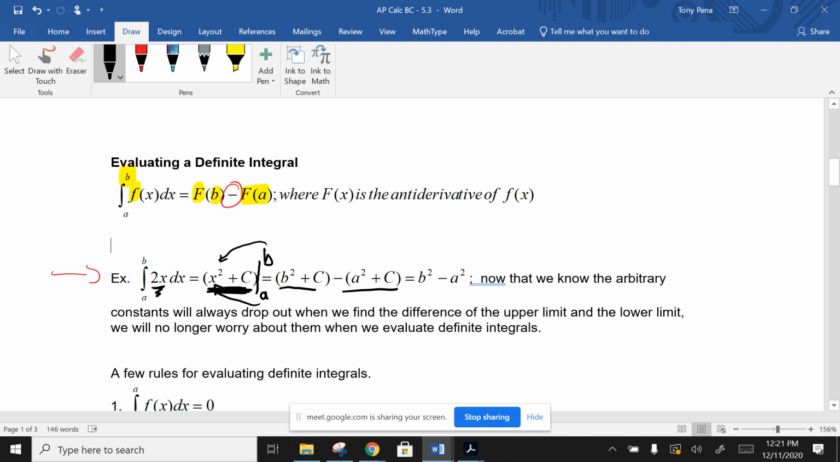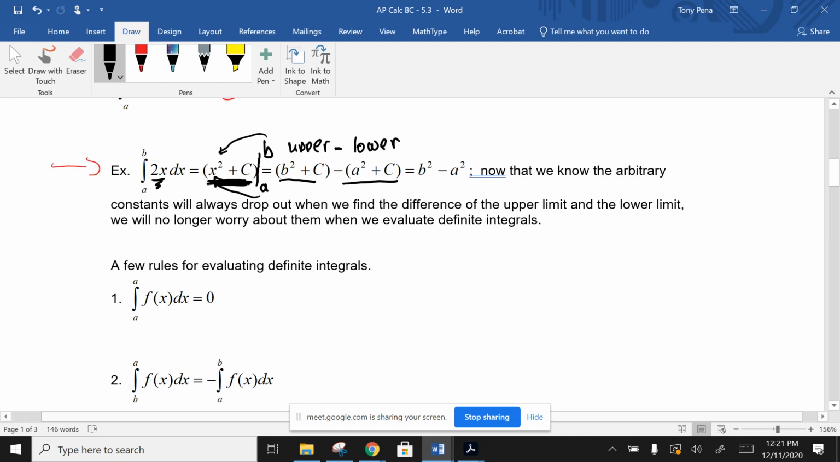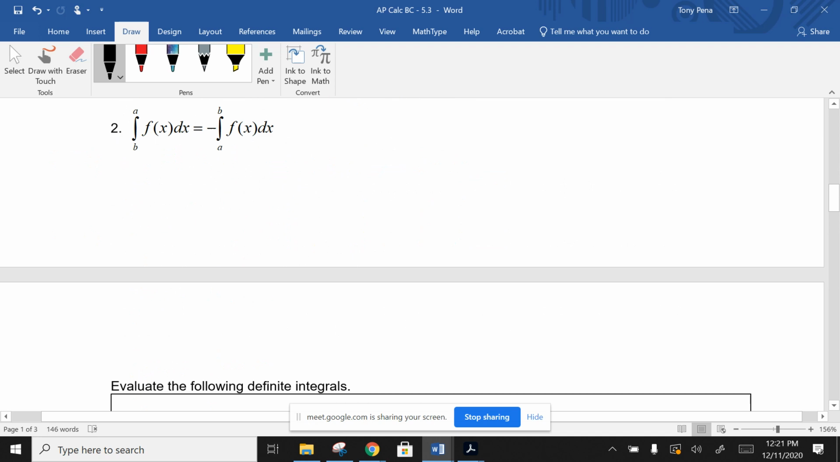Yeah, and since you're always going to be doing an upper limit and then subtracting the lower limit, whatever that constant was would always cancel itself out. So as long as you have a definite integral, we do not need to put the plus c. Okay, it's unnecessary, just creates more work. It's something that would always cancel out in every single one of these problems. Okay, so the plus c, we don't have to worry about if we have limits. Okay, a couple quick rules, and we'll go to the back page and knock a few of these out.